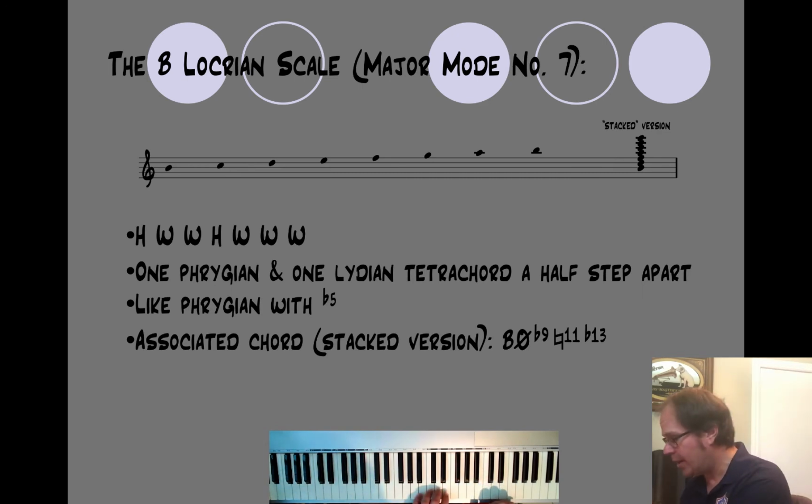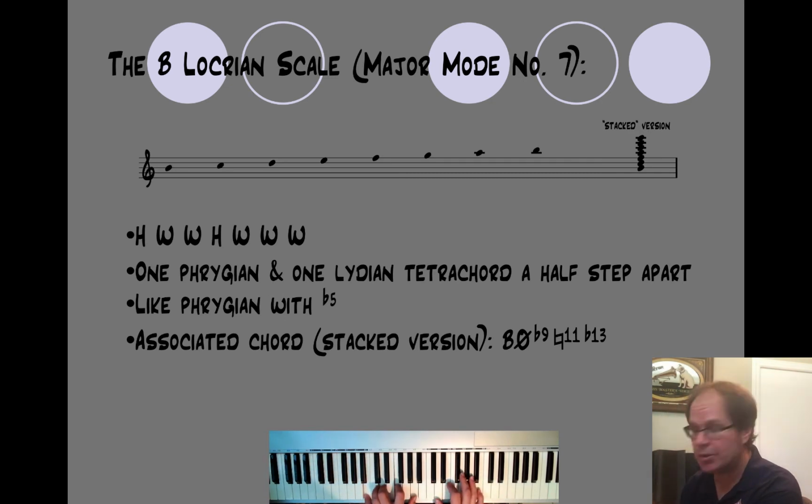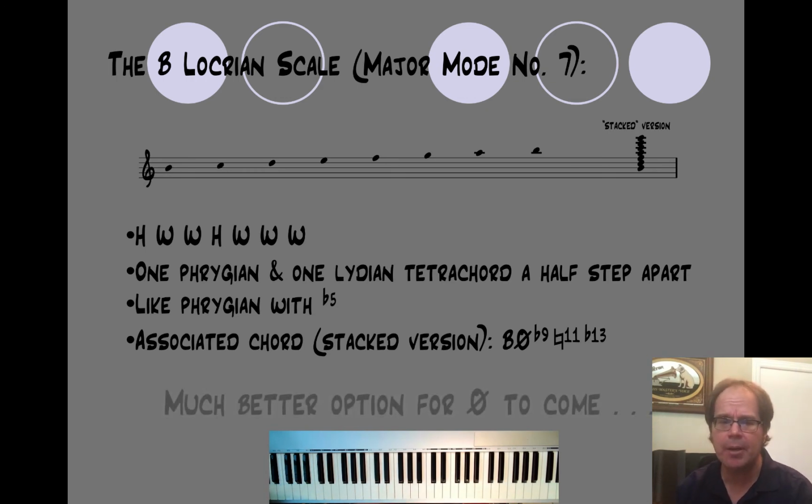The associated chord here, we'd have a B. I'm going to take this down an octave. We'd have a B half diminished with a flat 9, a natural 11, and a flat 13. So technically we would have just that one avoid tone in there. Not terrible. It's not a terrible scale, but we're going to come up with a better option for half diminished chords a little bit later when we get to melodic minor in our next video. So we'll wait for that one. We're going to kind of push this one off to the side for a second.